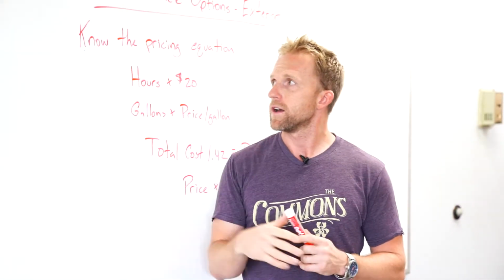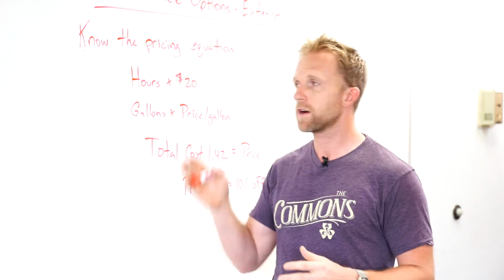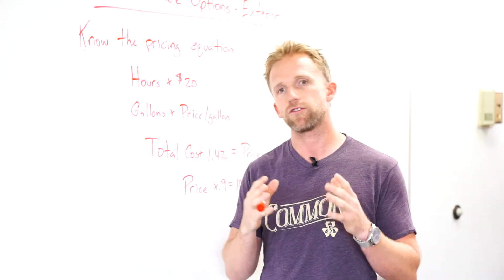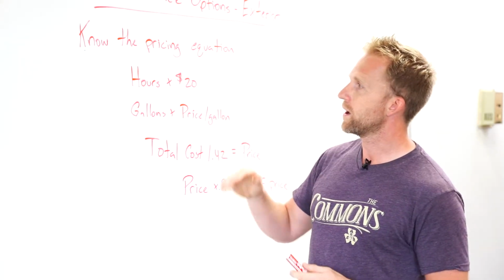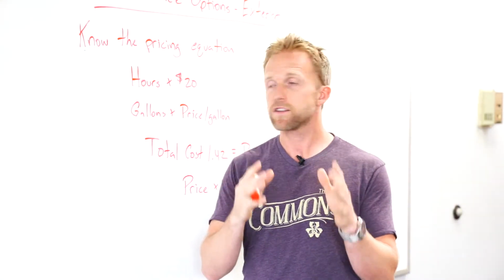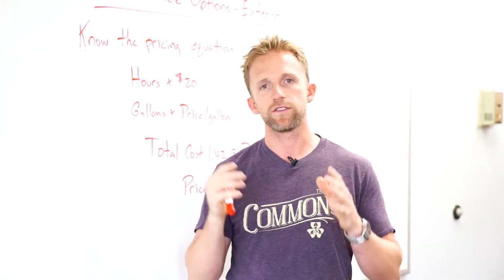The thing that you need to really understand here is you need to know your pricing equation. So we're going to review the pricing equation, and this should tell you how to come up with options. At this point, before we even get to this part, you've already measured off the house using the estimating form.